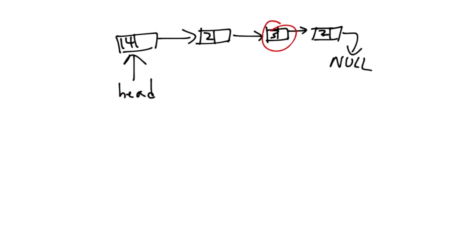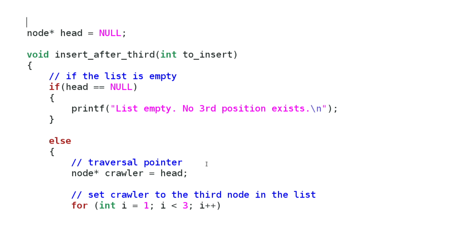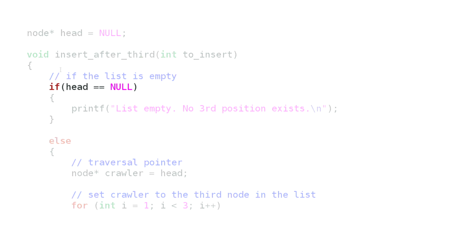Traversing isn't so bad, but what about inserting? Let's say we want to insert an integer into the fourth position in an integer list. That is between the current third and fourth nodes. Again, we have to traverse the list just to get to the third element, the one we're inserting after. So we create a crawler pointer again to traverse the list, check if our head pointer is null, and if it's not, point our crawler pointer at the head node.